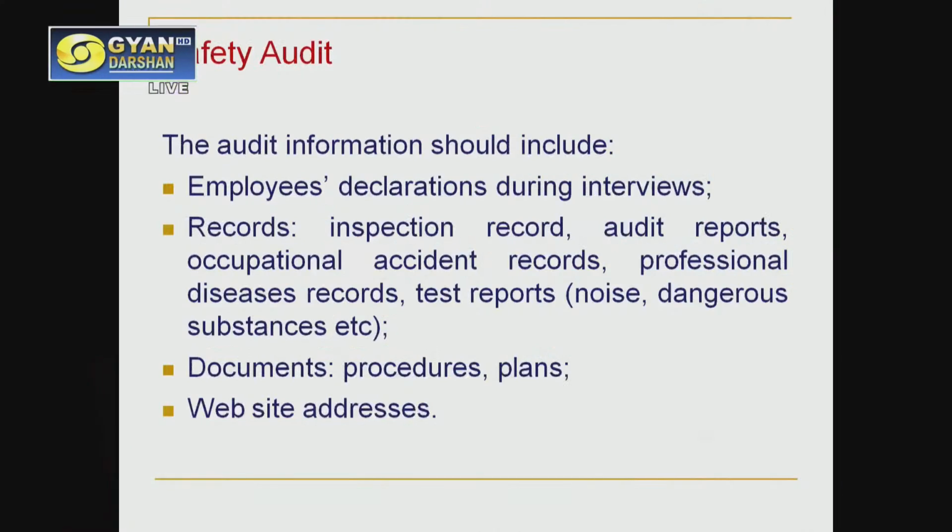The audit information consists of employees' declarations during interviews or presentations. The employee declaration is very important, along with various records such as inspection records, audit reports, occupational accident records, professional disease records, and various test reports such as noise and dangerous substances. Based on these records only, safety is verified and the safety auditing takes place, along with various documents such as proper procedures and plans, and other necessary information.